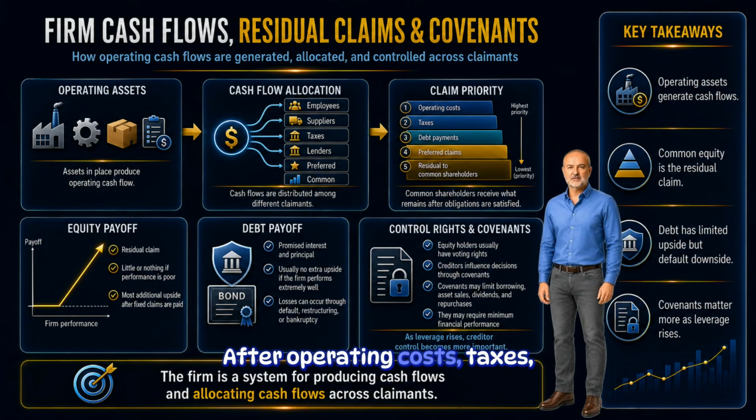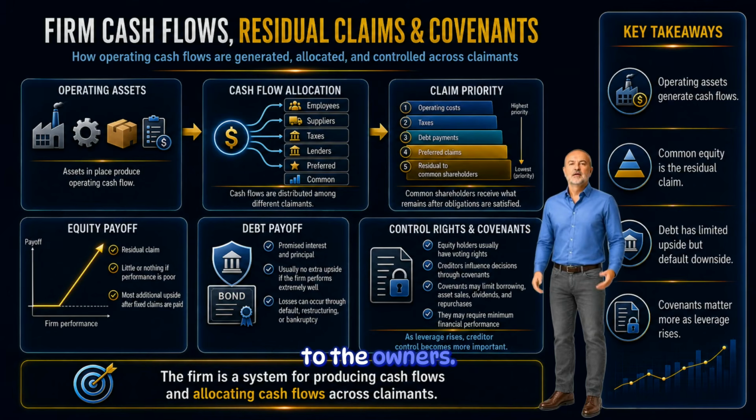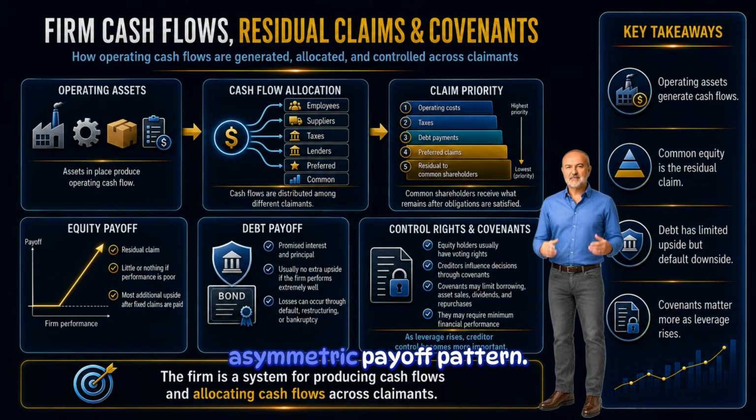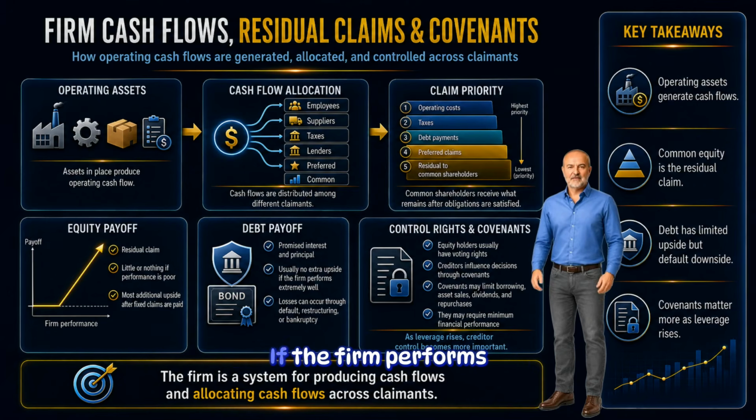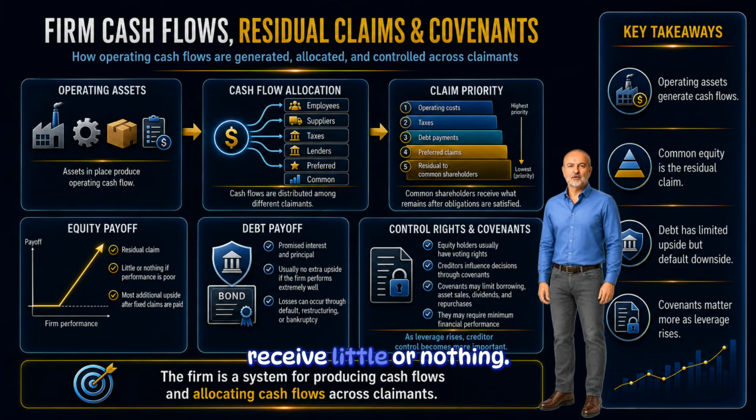After operating costs, taxes, interest, principal payments, and other contractual obligations have been satisfied, the remaining cash flow belongs economically to the owners. This gives equity an asymmetric payoff pattern. If the firm performs poorly, common shareholders may receive little or nothing. If the firm performs very well, common shareholders receive most of the additional value after fixed claims are paid.